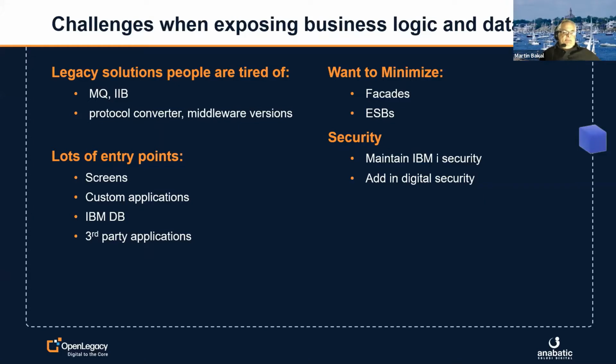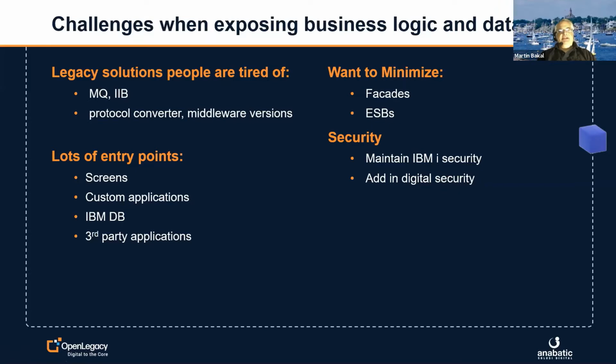Sometimes it's custom applications that you bought or ones that you built yourself. Sometimes it's a database you need access to. It might be third-party applications that you buy. So all those types of things are the entry points you work with. And people want to minimize things like facades. Facades are things which usually work on the actual IBM I system to do data conversion, because now you're taking up more processing power on the system, and you also have to involve those legacy people who usually are scarce resources to get that done, and that's painful.